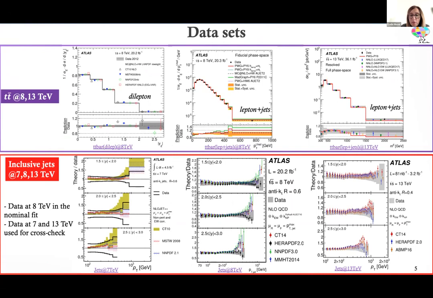In the fit, we used the jet pT distribution in different bins of the jet rapidity at 8 TeV, and we performed a detailed cross-check with the 7 TeV and the 13 TeV datasets.